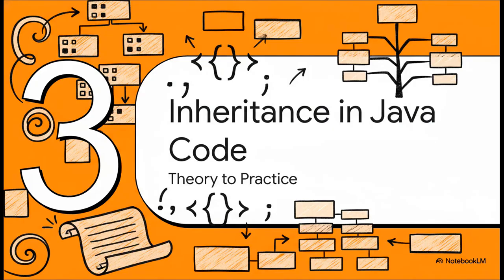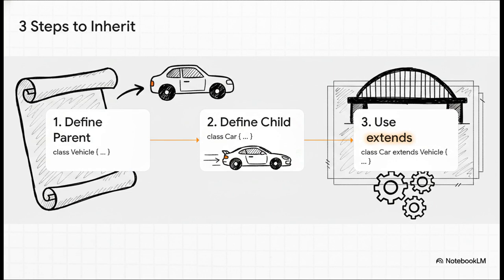Okay, that all sounds great in theory, right? But how does this whole master blueprint idea actually look when you're writing Java code? Let's translate this concept into the actual syntax you'll be using. It's really as simple as these 3 steps. Seriously, first, you define your master blueprint. We call this the parent class, in our case, vehicle. Second, you define your new, more specific blueprint, the child class, like our car. And third, and this is the magic part, you connect them with one simple keyword: extends.